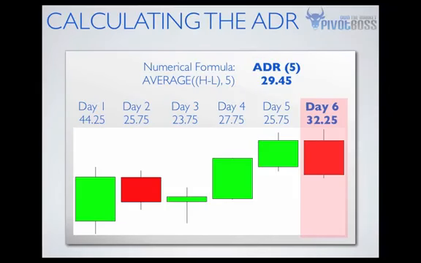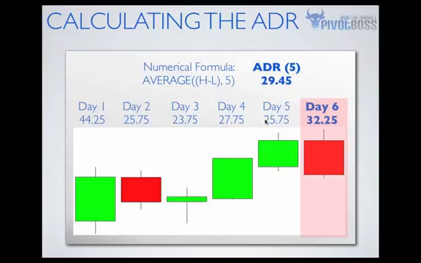So let's talk about calculating the ADR through this graphic here. What you see is days 1, 2, 3, 4, and 5, and these are daily bars. Day 1 has a range of 44.25. From the high minus the low is 44.25. Day 2, 25.75. Day 3, 23.75, and so forth.